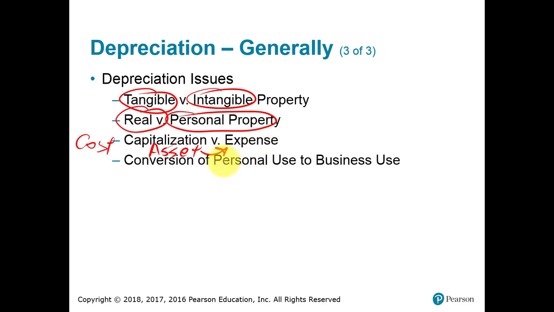So let's say that you buy a personal use asset, and we've seen on the previous slide that you cannot deduct this, you cannot depreciate it. But maybe later on, you convert this into a business use or production of income use. At that time, you look at the original cost when you bought it, and you look at the fair market value at the time of the conversion, and you pick the lower of the two to use as your depreciable basis for business purposes.